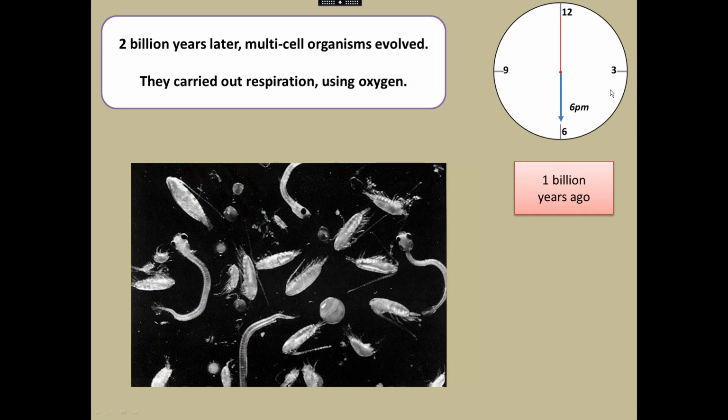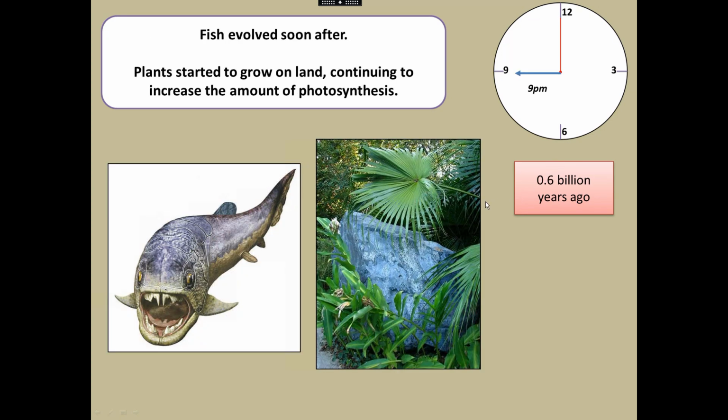Then another billion years after that, so we've gone all the way around the clock now to about 6 p.m. in the afternoon, multi-cell organisms evolved. So then they're starting to do more respiration, so using oxygen from the atmosphere, giving out carbon dioxide. Then from those multicell organisms, there were sea insects, sea creatures, and then eventually fish evolved. This is about 9 p.m. on our imaginary clock. So most of the way through the Earth's history, about 600 million years ago, fish evolved.